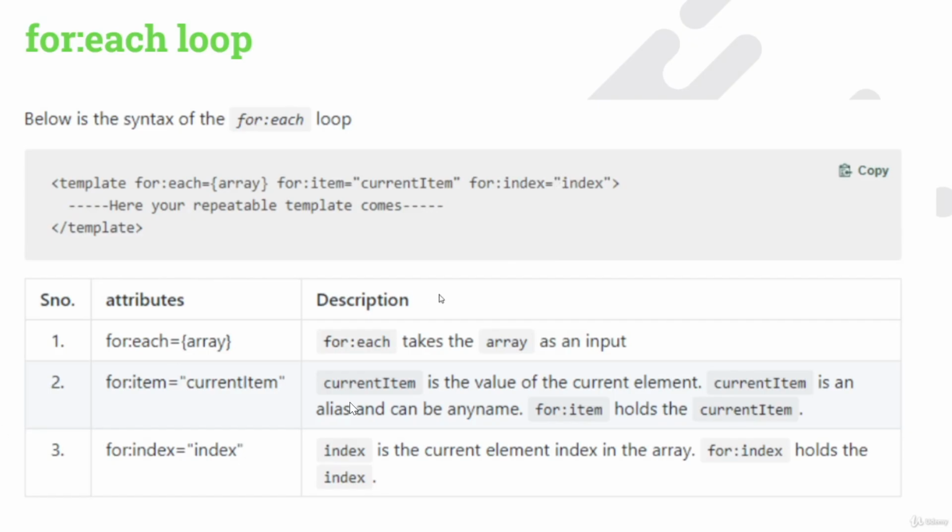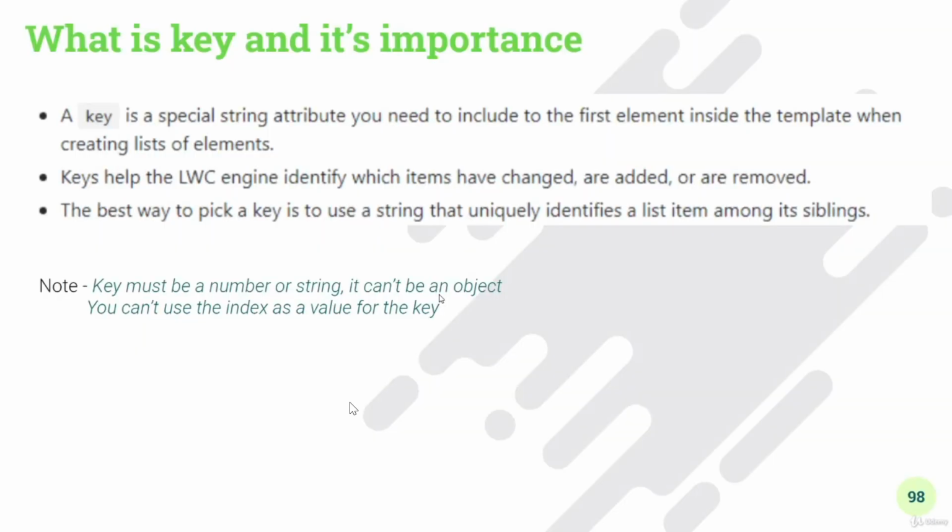Before writing the loop, we need to understand a very important concept of key. Whenever you run the template loop, your first element within the loop should have the key attribute. The key is a special string attribute you need to include in the first element inside the template when creating the list of elements. Key helps the LWC engine identify which items have changed, been added or removed. So basically it helps with performance optimization.